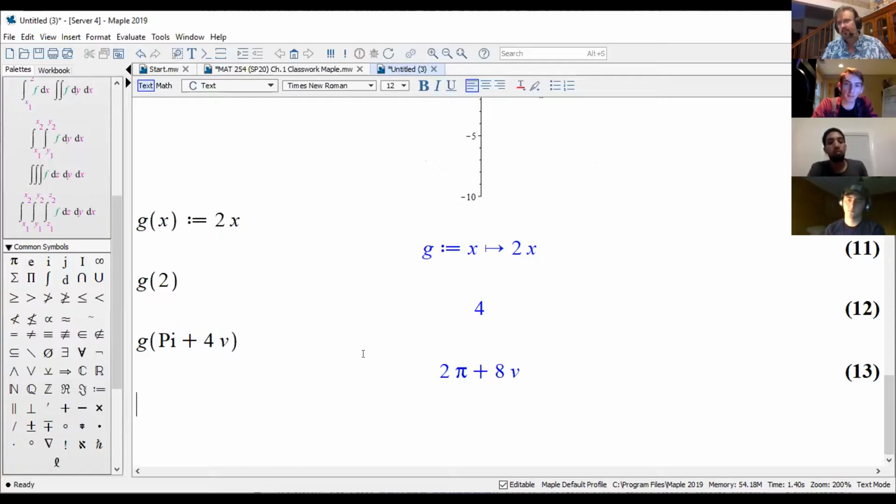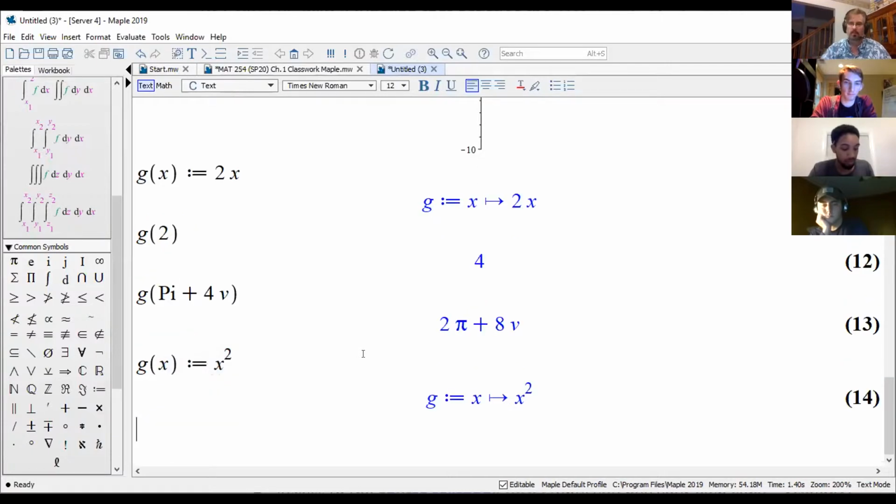So can you rename g later in the sheet? Did you say, can we rename it? Yeah. So if later on I decide, oh crap, I didn't mean g of x was that, I meant g of x was supposed to be x squared, that's what I meant. Maple goes, oh, no problem, I gotcha.